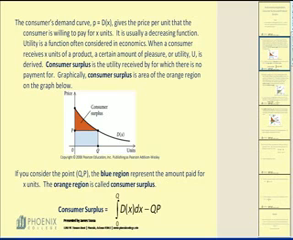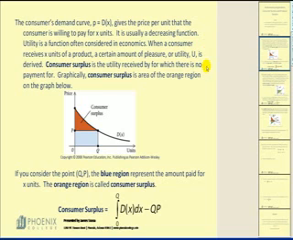The consumer's demand curve, P equals D of X, gives the price per unit that the consumer is willing to pay for X units. It is usually a decreasing function. Utility is a function often considered in economics. When a consumer receives X units of a product, a certain amount of pleasure, or utility U, is derived. Consumer surplus is the utility received for which there is no payment.